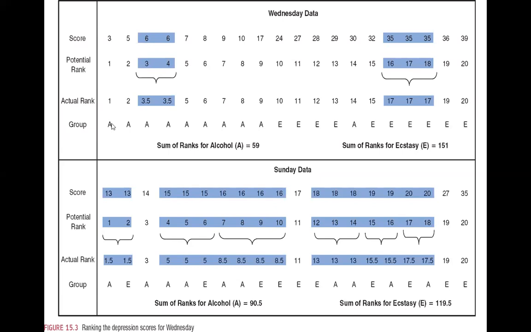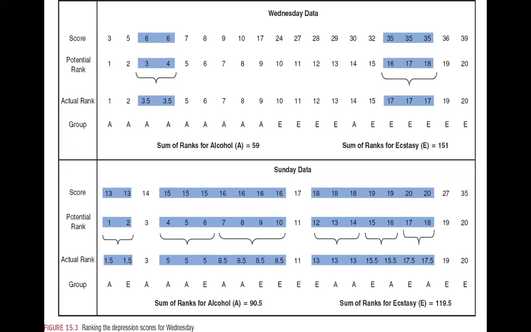Now A means alcohol. So here the alcohol group ranks are 1, another 2. What will we do? We add the ranks of the alcohol users and the ranks of the ecstasy users, E means ecstasy. The sum of ranks of the alcohol users is 59 and the sum of ranks of the ecstasy tablet is 151. It's the score after 1 day.